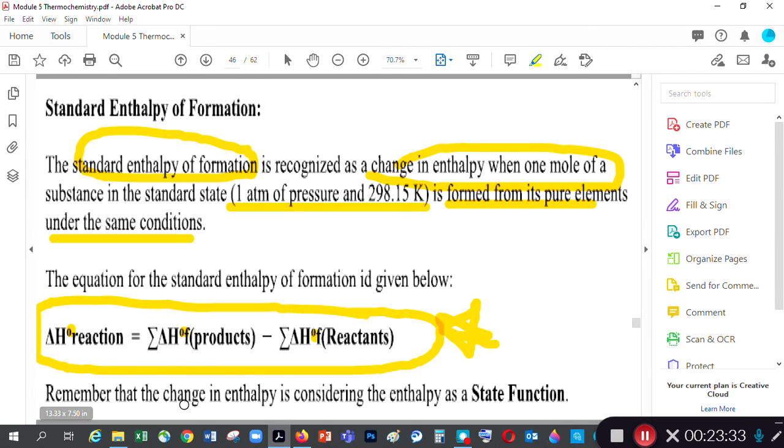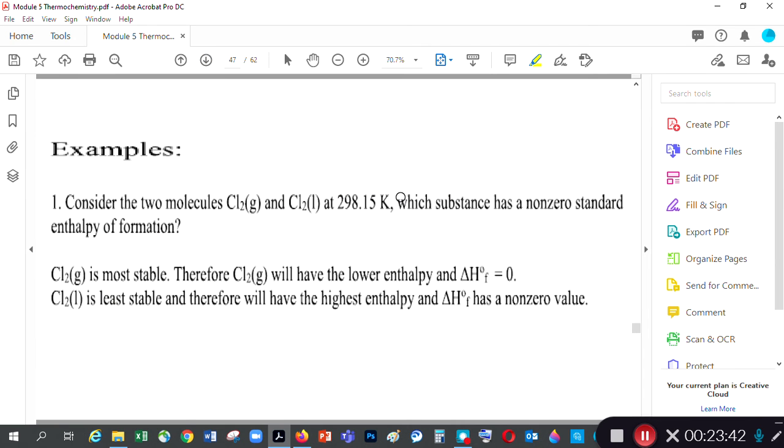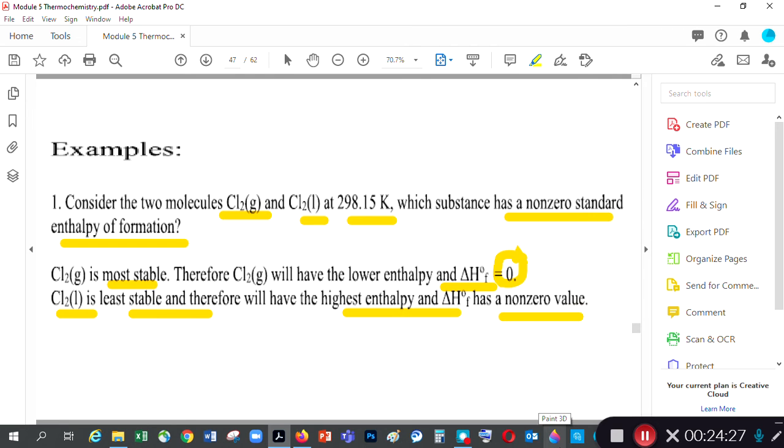And remember that the change in enthalpy is considered as a state function. State function means it does not depend on the path. Example, consider two molecules, chlorine gas and chlorine liquid at room temperature, 298.15 Kelvin. Which substance has a non-zero standard enthalpy of formation? If you look at this, chlorine gas is most stable. Therefore, chlorine gas will have lower enthalpy. Delta H will be zero, correct? It's more stable. Whenever the molecule is in its most stable form, it will be zero. Chlorine liquid is least stable, so it will have higher enthalpy, a non-zero value. That's always the case: the most stable form of the molecule will have zero. If it's not stable, it will have a non-zero value.